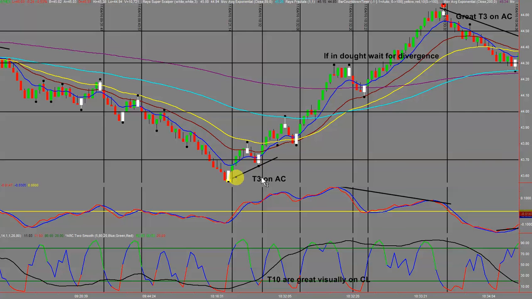So here you had a T3 on the AC, but here you've got a T9. And if you look down, traders, I've got down the comment, and a lot of these are actually T10s.